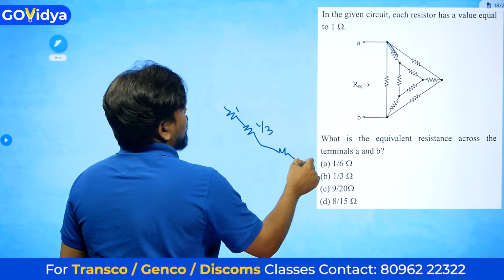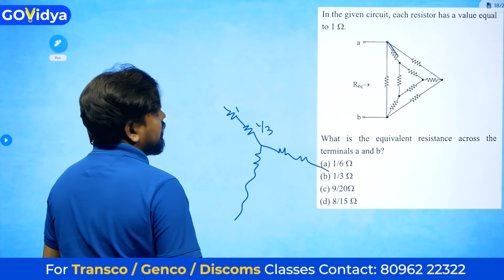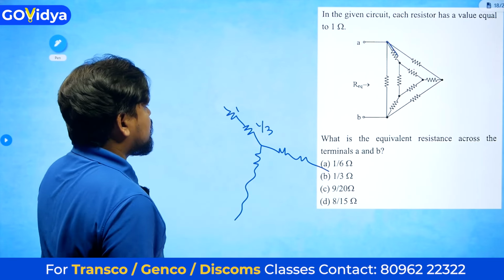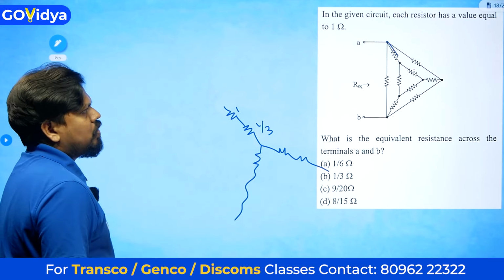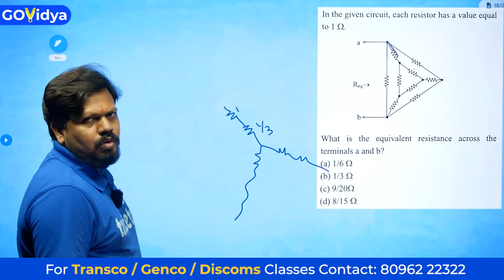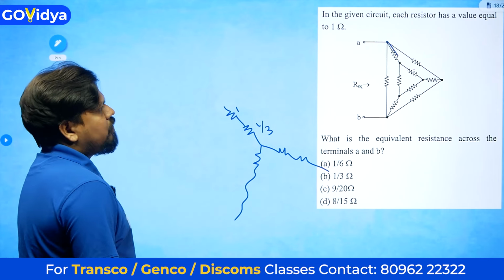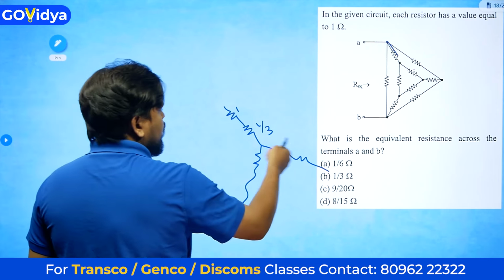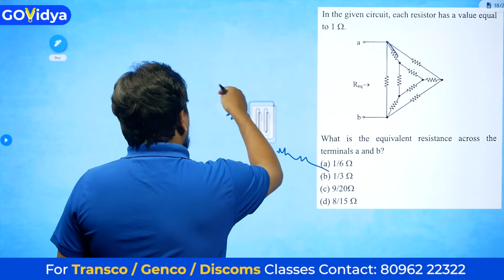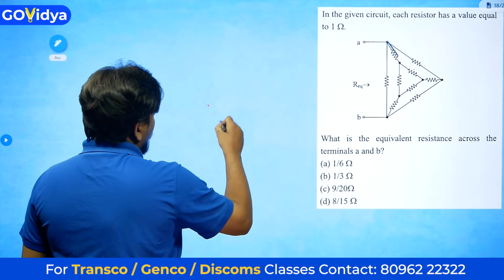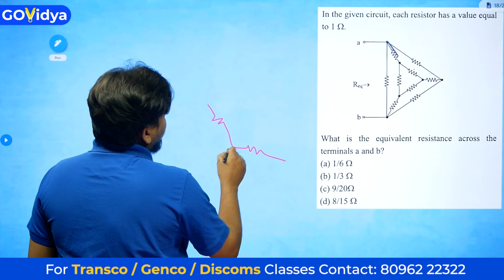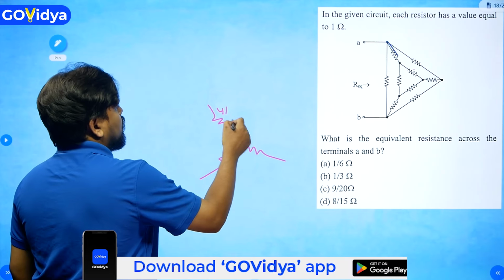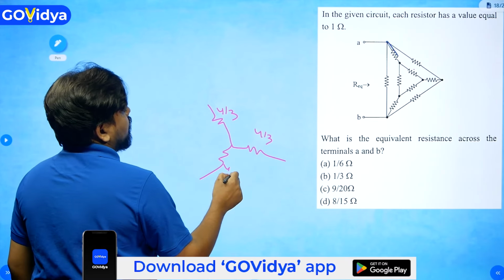Similarly here also we will get, and here also we will get like this. So 1 plus 1 by 3 will be 4 by 3. So here you are getting 4 by 3, 4 by 3, 4 by 3. Okay, no problem.